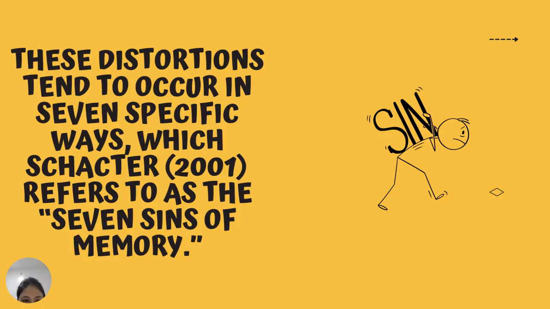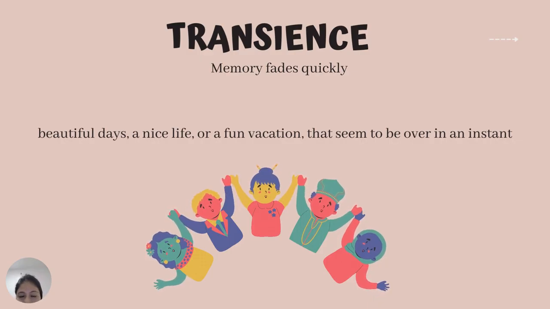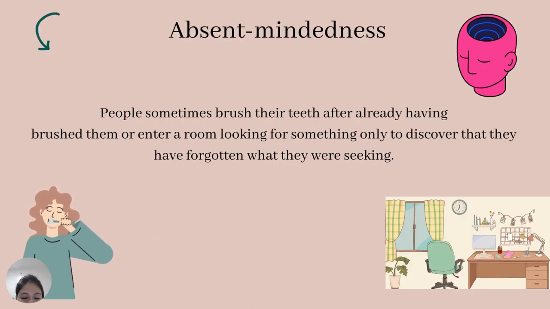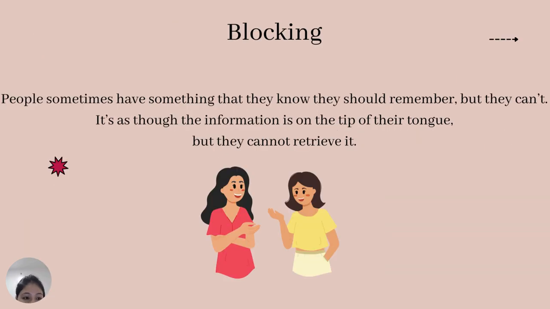These distortions tend to occur in seven specific ways, which Schacter refers to as the seven sins of memory. We have transience. The memory fades quickly, like beautiful days, a nice life, or a fun vacation that seem to be over in an instant. We also have absent-mindedness, where people sometimes brush their teeth and then brush again because they forgot they already brushed. Blocking: people sometimes have something that they know they should remember but they can't.